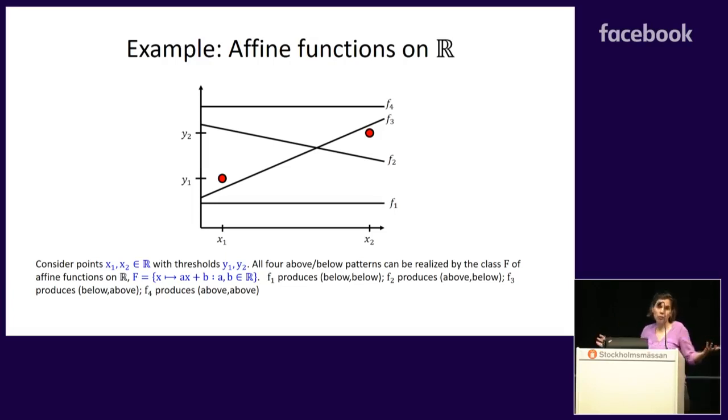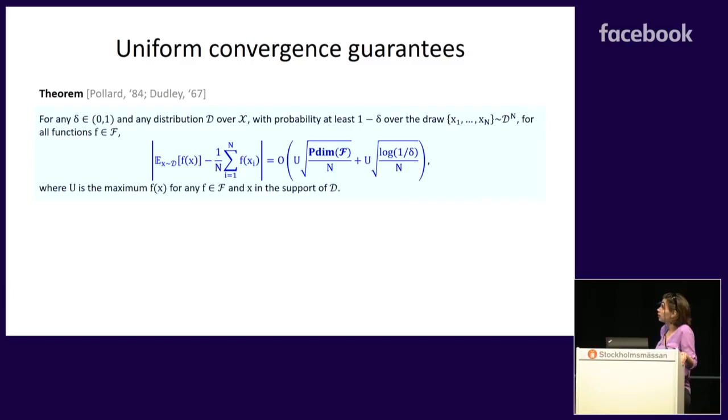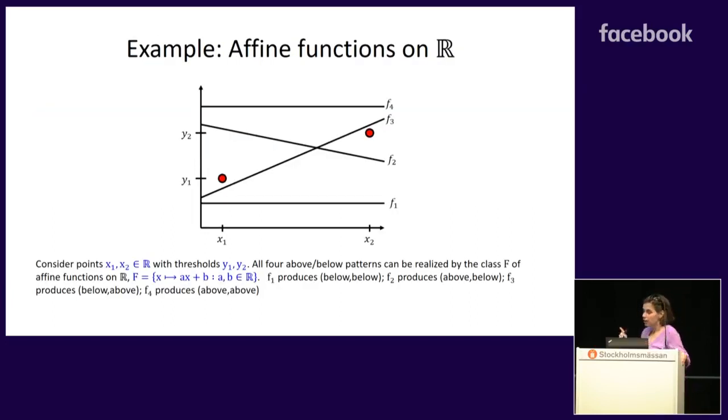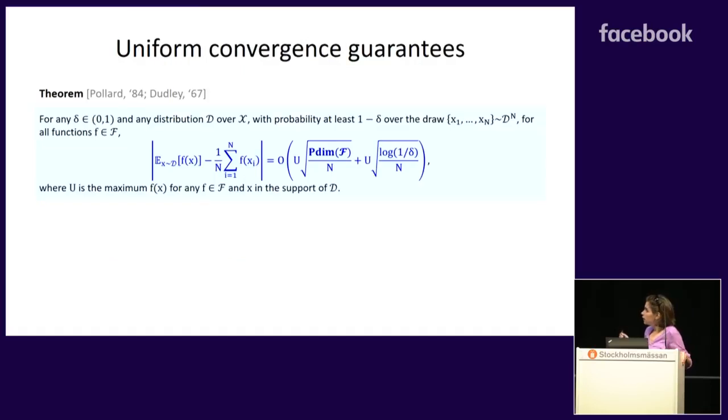And you can show that no 3 points can be shattered, so the pseudo-dimension of affine functions will be, in this case, 2. So this is just a quick reminder of learning theory, this dimension, pseudo-dimension. But actually before seeing it in action for auctions, let me just tell you how this pseudo-dimension is used to then get uniform convergence bounds, which are the type of bounds we are after.